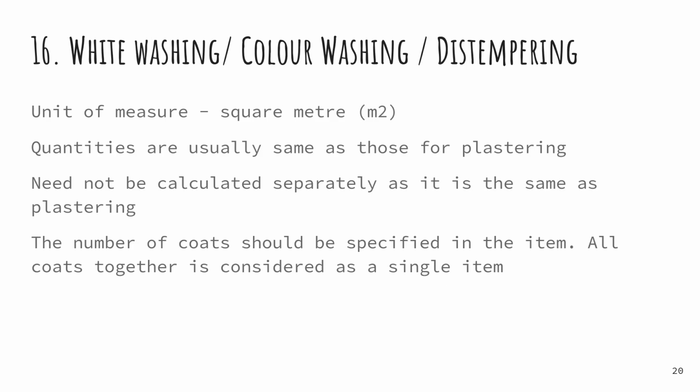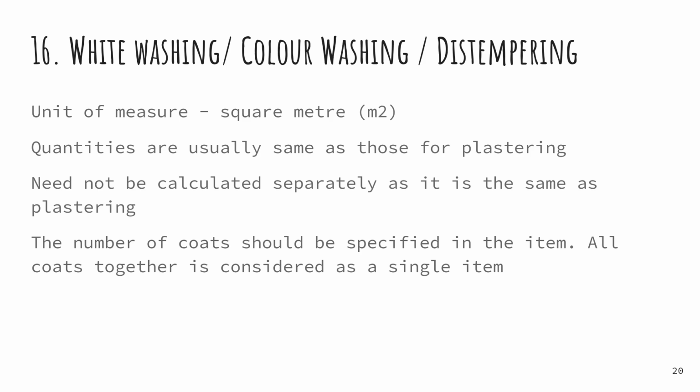The next one is whitewashing or color washing or distempering. Here, the unit of measure is square meter, and quantities are usually same as those for plastering. So if you have already done the calculations for plastering, well, then there is no need to make the calculations for whitewashing again. They are going to be the same. Okay, and the number of coats should be specified in the item. All coats together is considered as a single item.